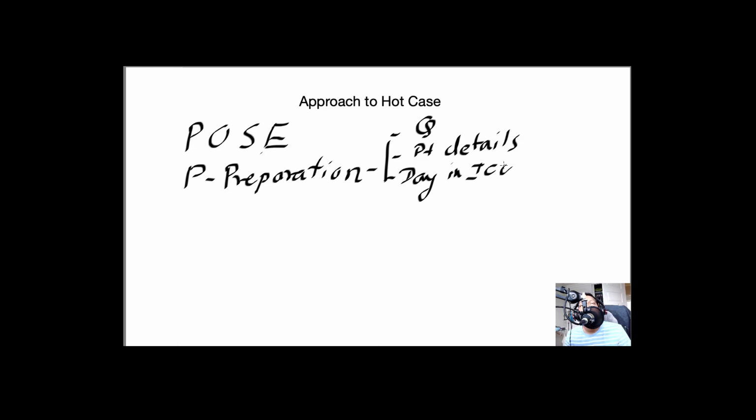While if it's day 14, day 15, the whole discussion about that VIVA or the hot case is going to be around the prognostication, or say for something like performing the tracheostomy or not. So day in ICU is very crucial. Now, the other thing to pay attention to is to try to identify what type of case this is.